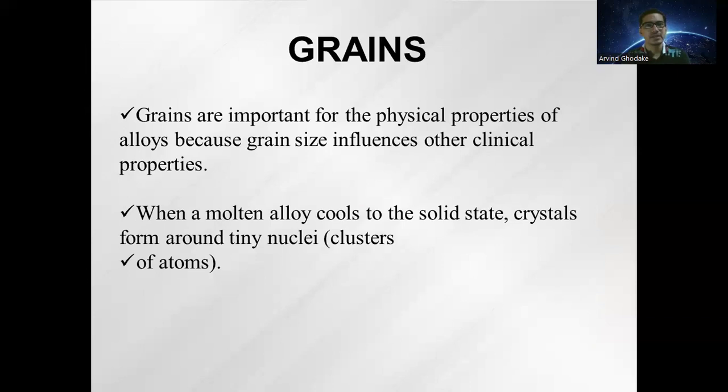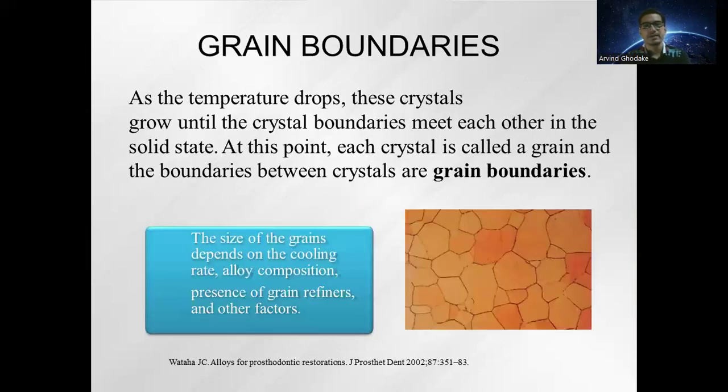Next is the grains. Grains are important for the physical properties of an alloy because grain size influences other properties. So when a molten alloy cools to the solid state, crystals form around tiny nuclei, that is, clusters of atoms. Next is the grain boundaries. As the temperature drops, these crystals grow until the crystal boundaries meet each other in the solid state. At this point, each crystal is called a grain, and the boundaries between crystals are grain boundaries. So the size of the grains depends on the cooling rate, alloy composition, presence of grain refiners, and other factors.